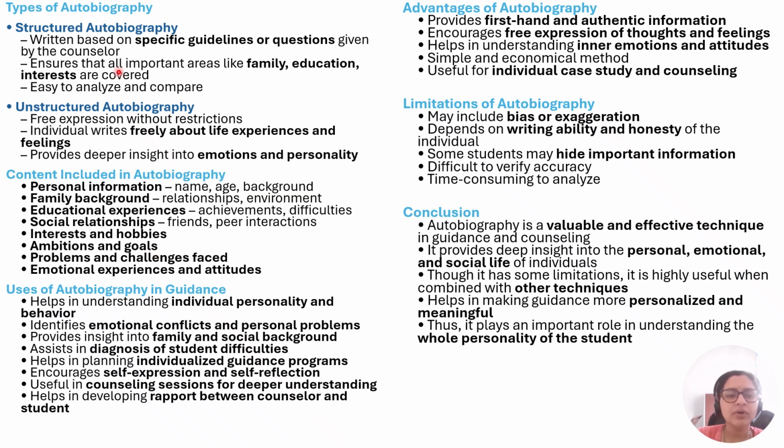Then what are the types of autobiography? Structured autobiography, unstructured autobiography. What is the content that is included in the autobiography? Personal information, family information, educational experiences, social relationships, interests and hobbies, ambitions and goals, and various problems and challenges that are faced by the students, and emotions and attitudes. These are the uses of autobiography.